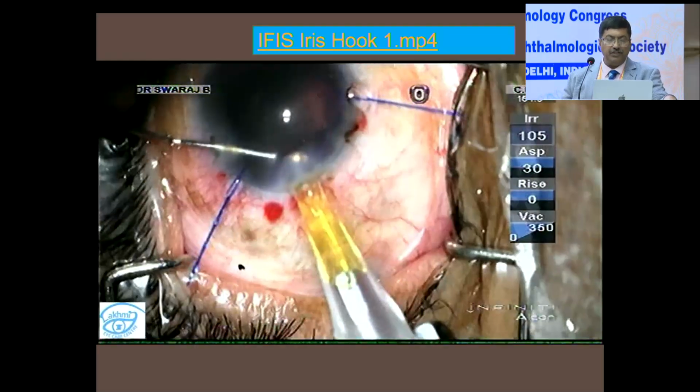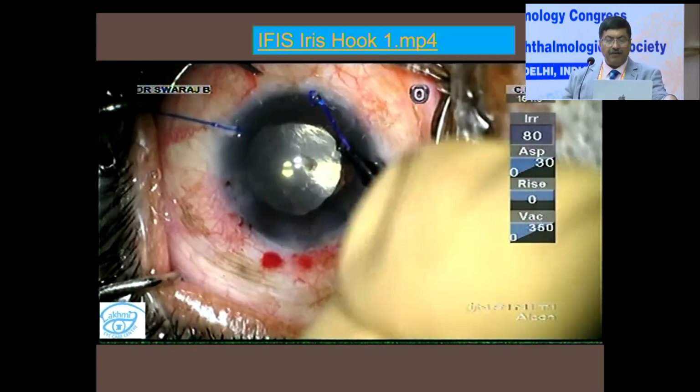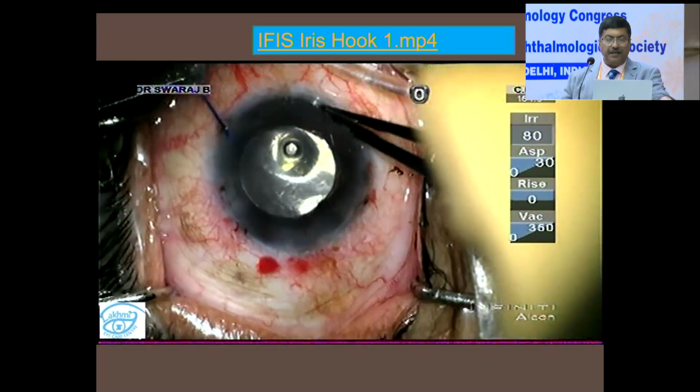we can continue with the phaco, and after the procedure, gradually, we take out the iris hooks one by one. While taking them out, care must be taken not to disturb the endothelium.